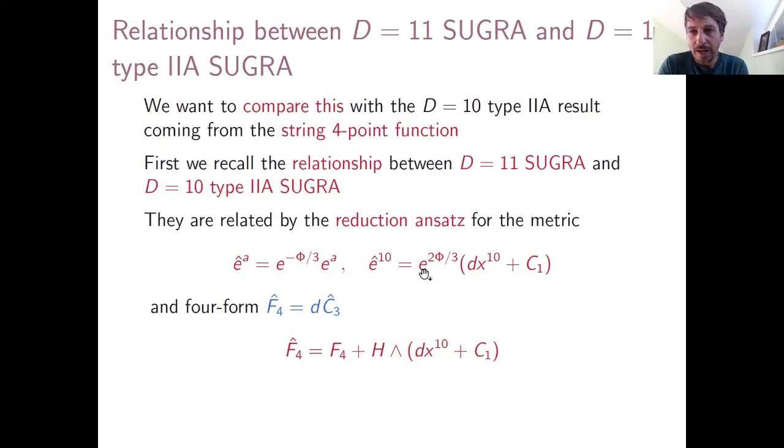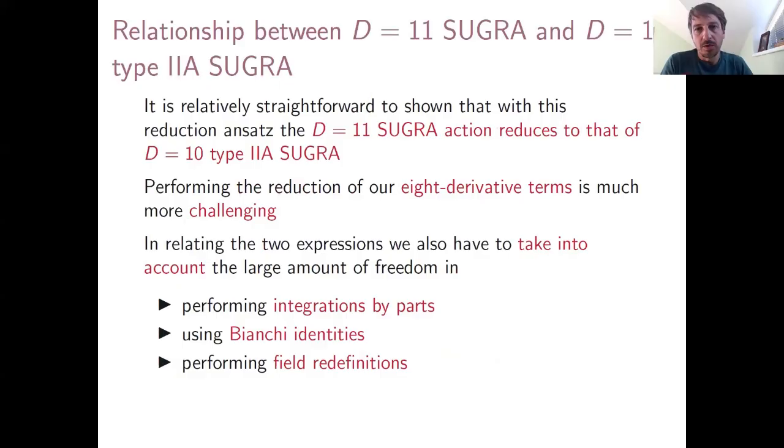The NS and Riemann sectors are mixed in a funny way here. The Riemann fields don't appear together as they do in 10 dimensions. Anyway, that's the reduction ansatz. And if you put this ansatz into 11-dimensional supergravity, with a little bit of work, you find that it reduces straightforwardly to type 2A supergravity.